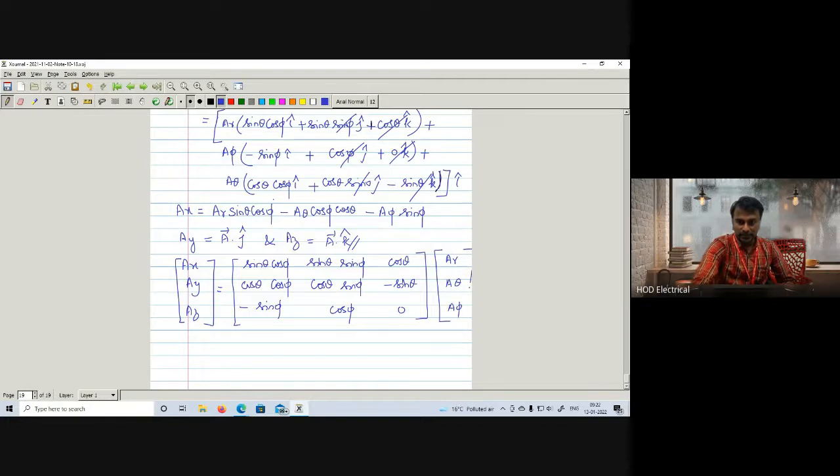Like that, we will get this answer. Otherwise, we have chosen this coordinate in a different way; you can do this also. If you want to know Ar, A theta, A phi, what we have to do, you need not do this conversion matrix. You need not do that, just take the inverse. This is an orthogonal matrix, and for an orthogonal matrix, the inverse is equal to the transpose.